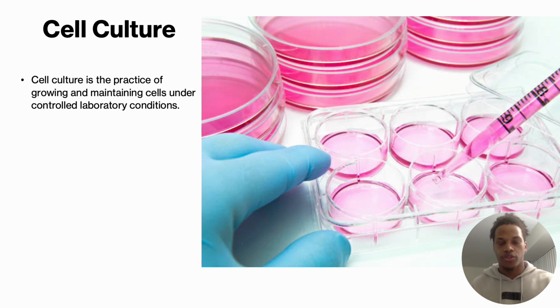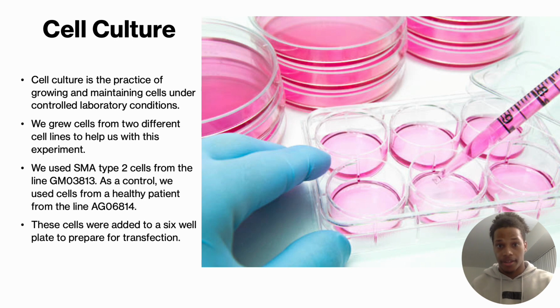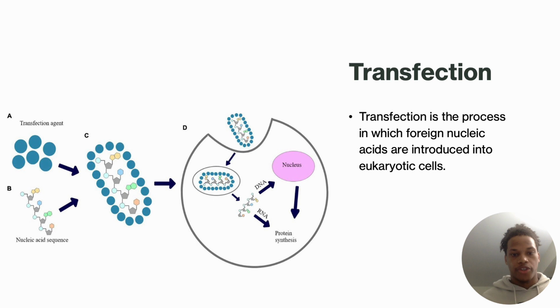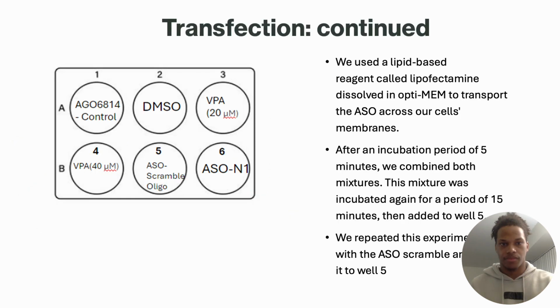Within our culture, we use two different cell types: GM03813 cells from an SMA type 2 patient and AG06814 healthy human patient cells, conducting this using a 6-well plate. Using transfection, we can safely transfer our own nucleic acid into the cell. Our lipid-based lipofectamine transports our ASO across the membrane. Here's what our plates consisted of.